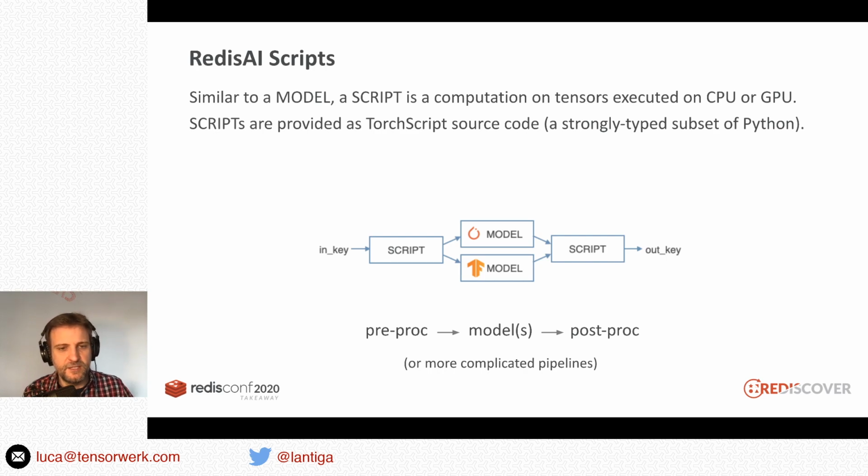In this case, you have an input tensor that gets pre-processed, I don't know, for normalization, for example, directly maybe in the GPU, and then two computations start, one with the PyTorch model, one with the TensorFlow model, and then the output can be processed by a script to generate a single output, for example, for an ensemble. But of course, you can think about more complicated pipelines.